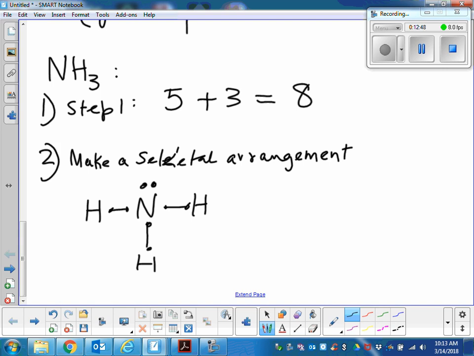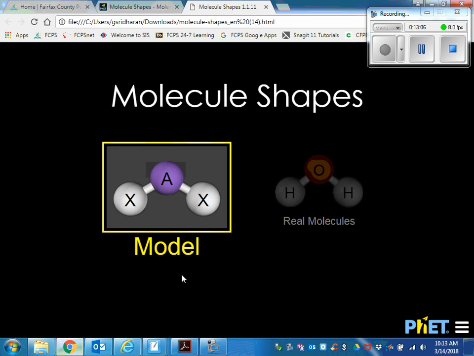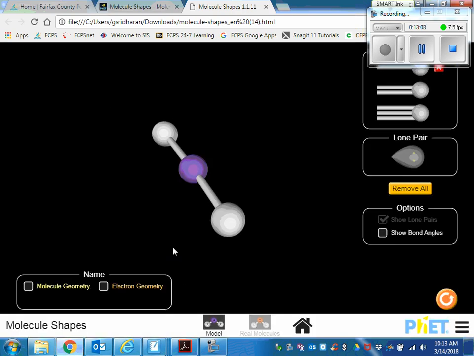Alright? So now we have to look at the shape of the molecule. Did we do an arrangement of shapes in the beginning? Alright. So now let's look at this molecule. And I'm going to show you the simulation that will help you understand the shape of this molecule. Now you kids can also Google that simulation at home.